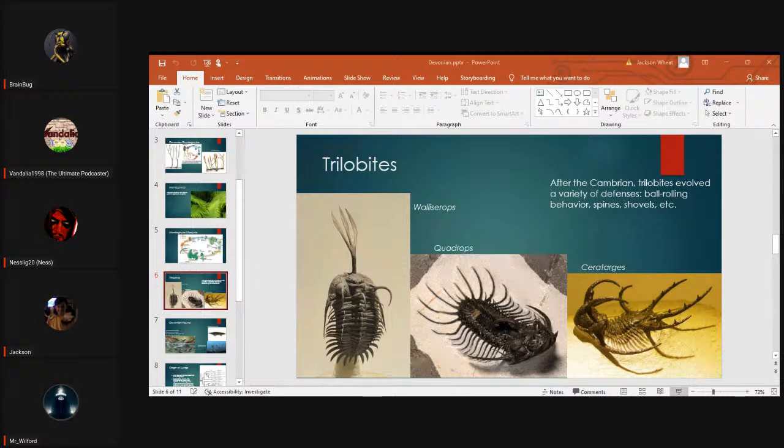So I assume we know about the ball rolling behavior because we found fossils of them stuck in that position. Yes. That's cool. I actually have one or two of them, but you can look it up online. They do curl themselves into a little ball, like a little roly-poly. It's pretty cool.